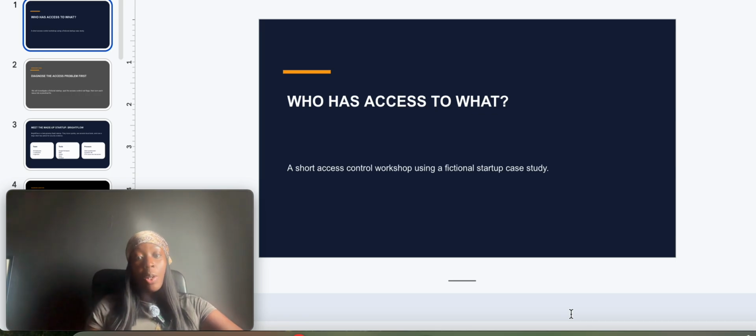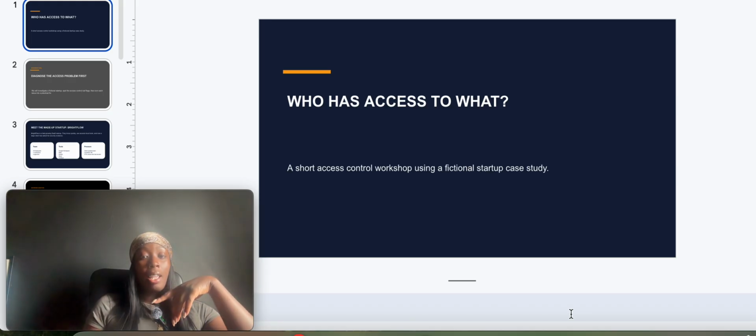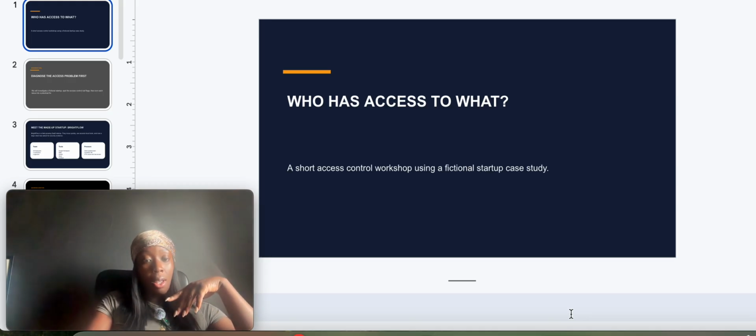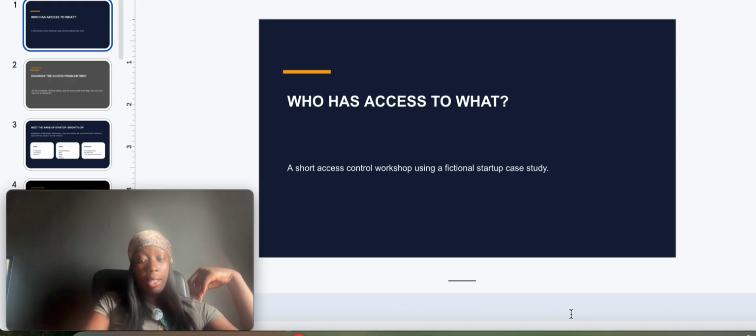Today we're going to be talking about access control in the form of a case study. This case study is going to reflect what I would do if I was to come into an organization and evaluate a specific element of said organization. So today the topic is access control, who has access to what, and I'm going to be going through a fictional startup to discuss how I would solve the problems that have been outlined here.